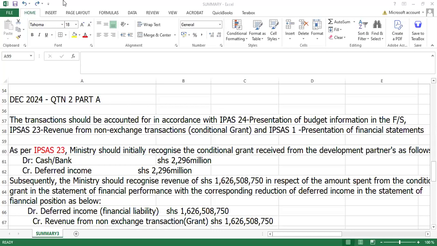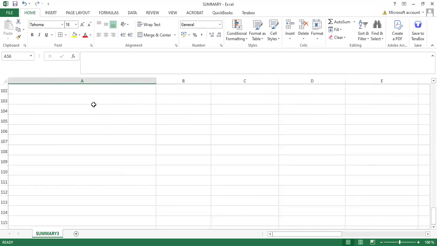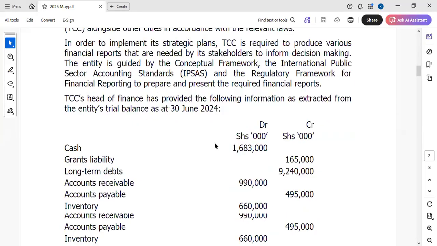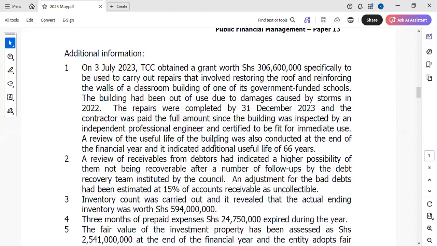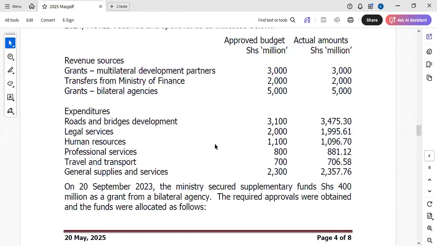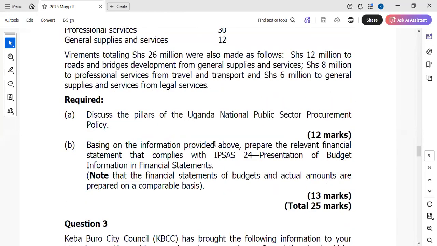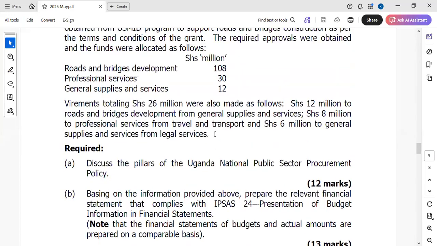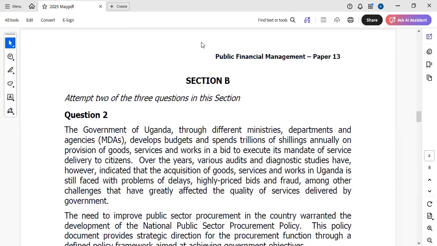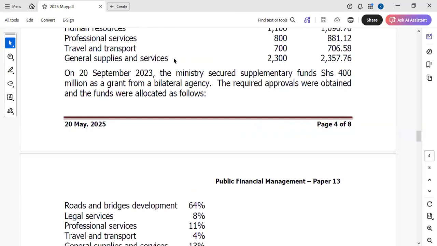We can look at May 2025. I don't know whether you have a question, whether you have a question from what we have discussed. May 2025. Question 2. May 2025. Question what? Question 2.